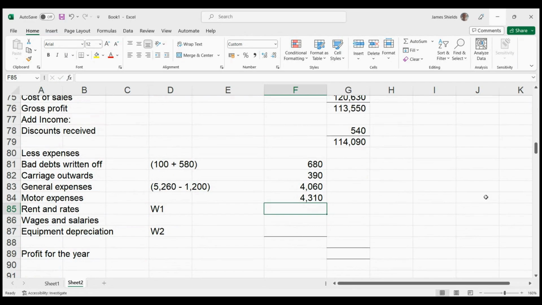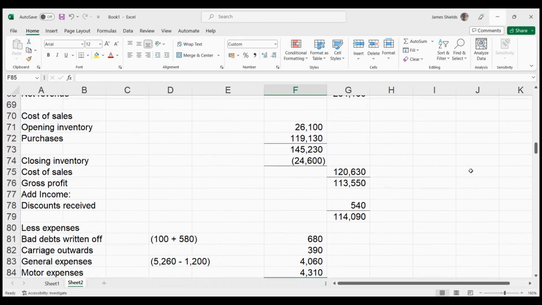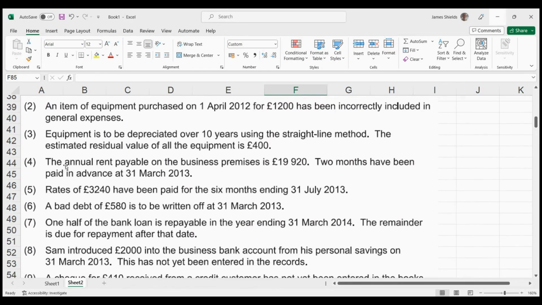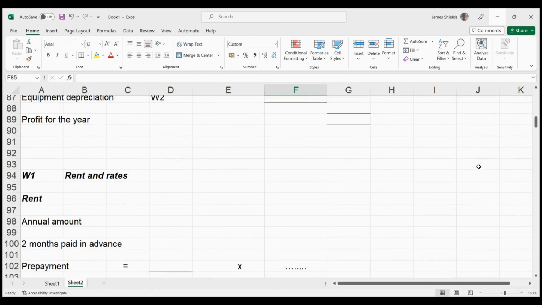Now rent and rates, so they're combined together. Now go back to the additional information, there's quite a bit on rent and rates, so let's see what we had. Okay, we've got 2 points. Point 4, the annual rent payable on the business premises is £19,920. 2 months have been paid in advance at the 31st of March 2013. And then point 5, rates of £3,240 have been paid for the 6 months ending the 31st of July 2013. So both of them have paid money in advance. So I'm going to show a separate working out for these. So let's go down to my workings out to show you what I've done.